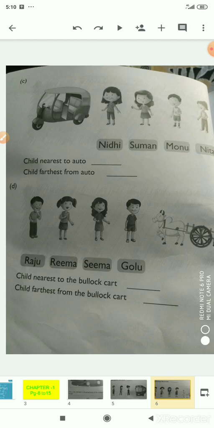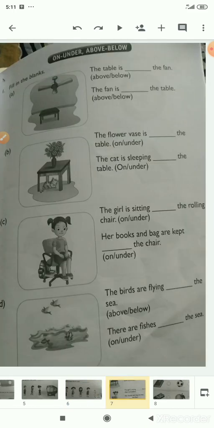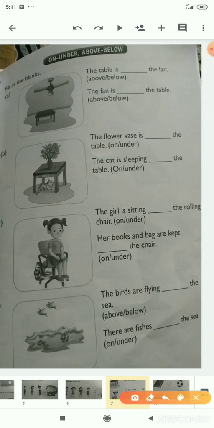nearest and farthest. You have so many things around you. You can play so many games that describe the difference between nearest and farthest. I request the parents to take care of all these. So we have done this. Now we will come to the next page, that is page number 11. In page number 11 we have the topic on, under and above, below.